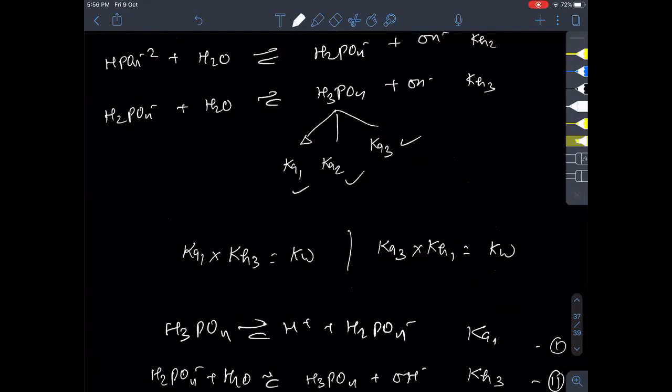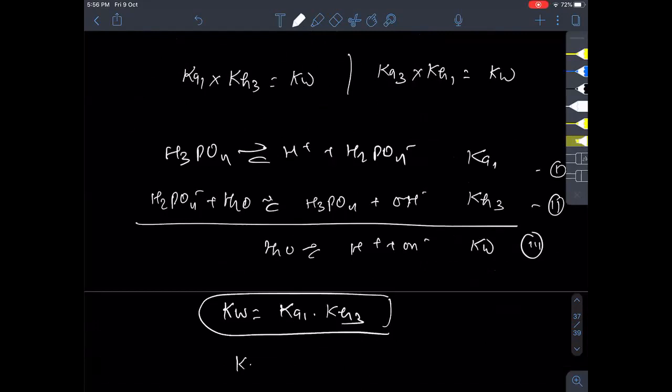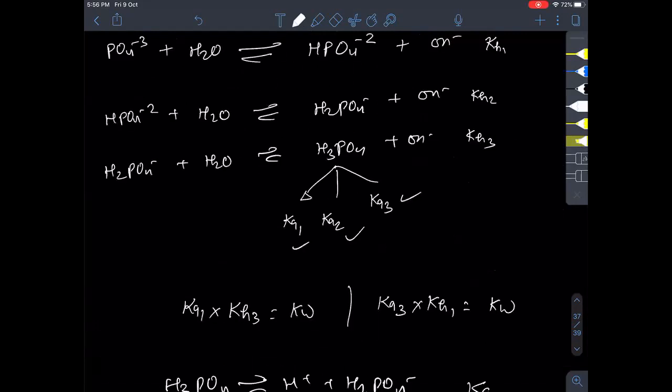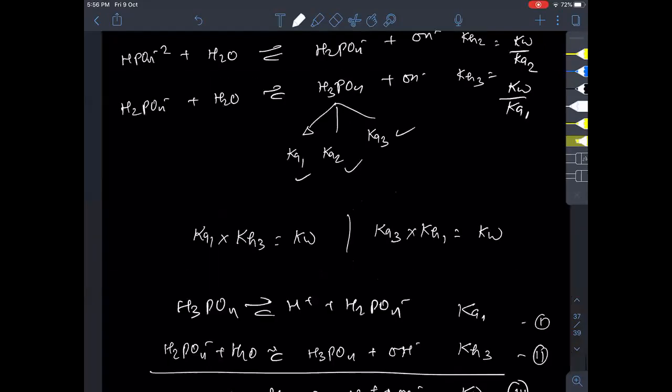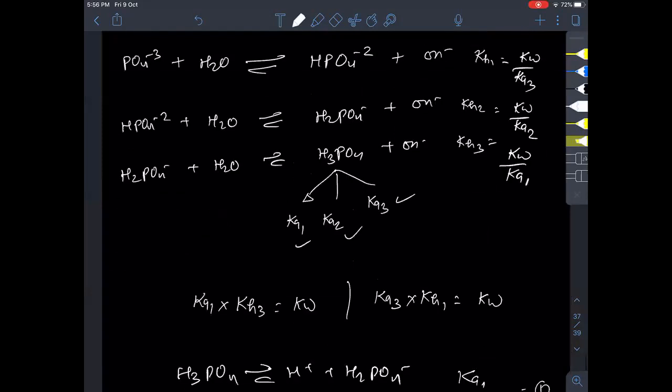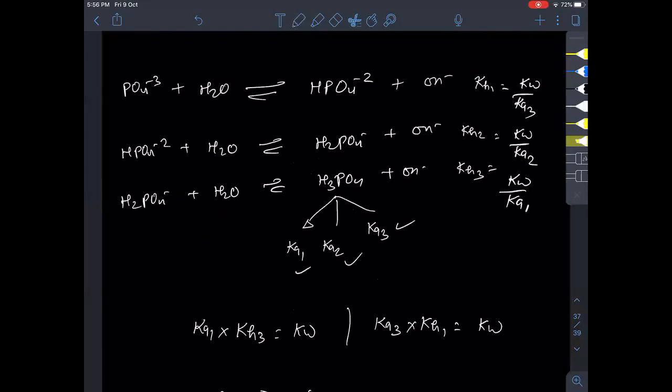So we have KH3 equal to Kw by Ka1, that I'll simply write over here. This will be Kw by Ka3, Kw by Ka2, Kw by Ka1. In case it is required, we will use it. Now, how to calculate the whole thing?